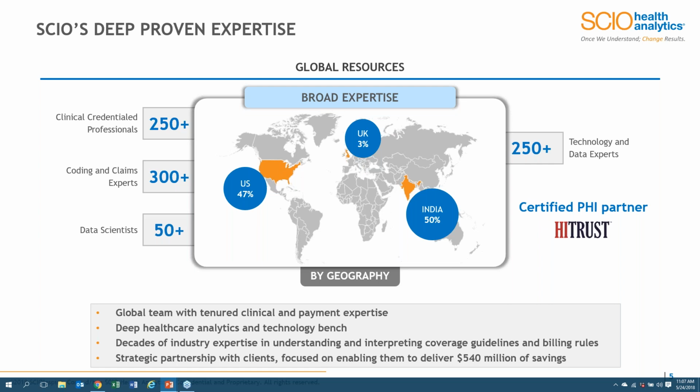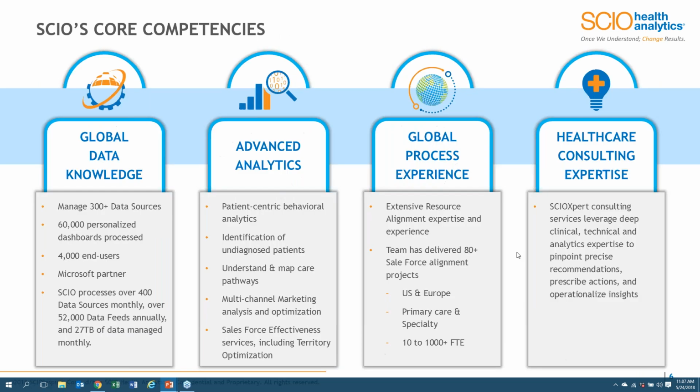So we've got a great team, and a great number of partners as well. Our verticals of expertise: again, we have a vast knowledge of global data. We can ingest, transact, understand and find insights from more than 300 global data sources. We process or analyze multiple thousand, 60,000 insight dashboards for clients on an annual basis across roughly 4,000 end users. We have great partners. Microsoft is one, in that Microsoft Azure is our cloud-based data partner.